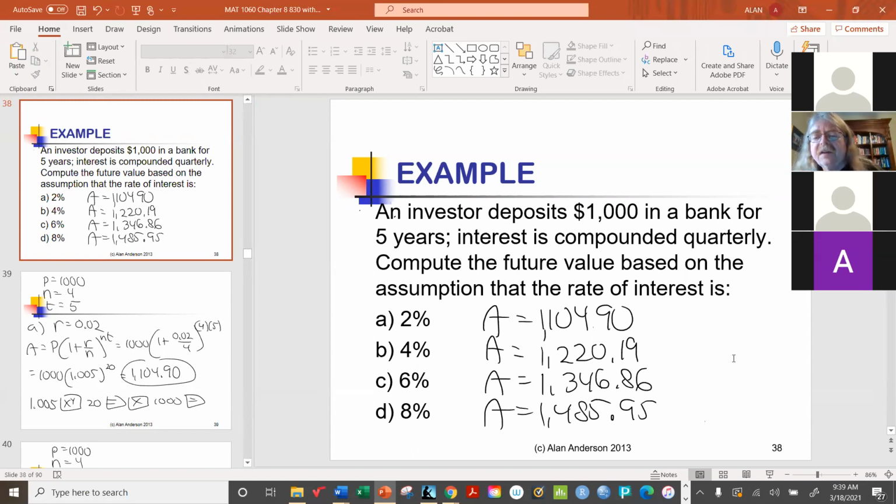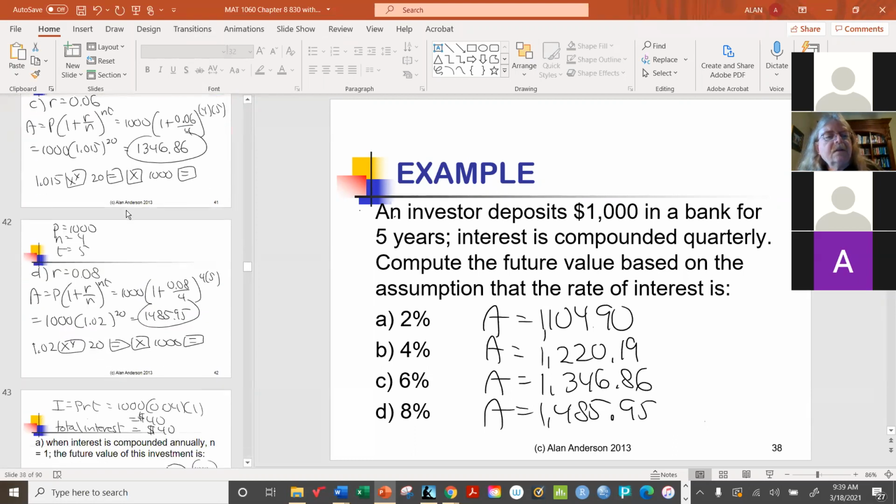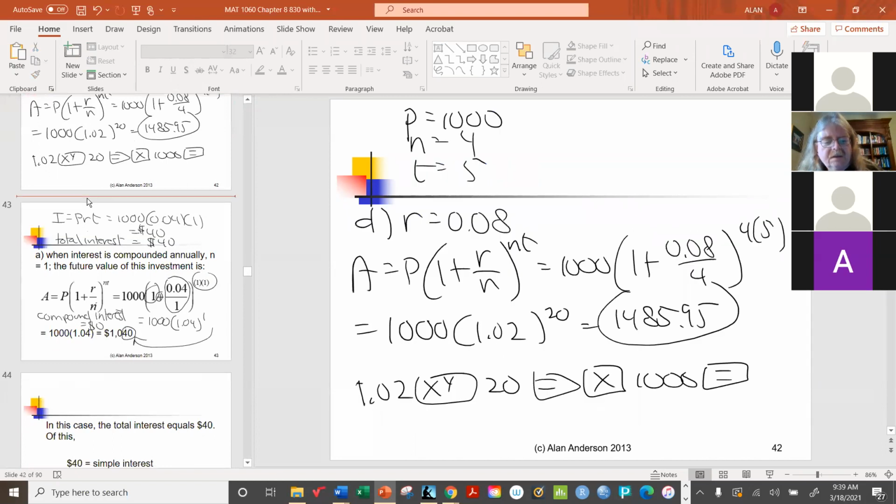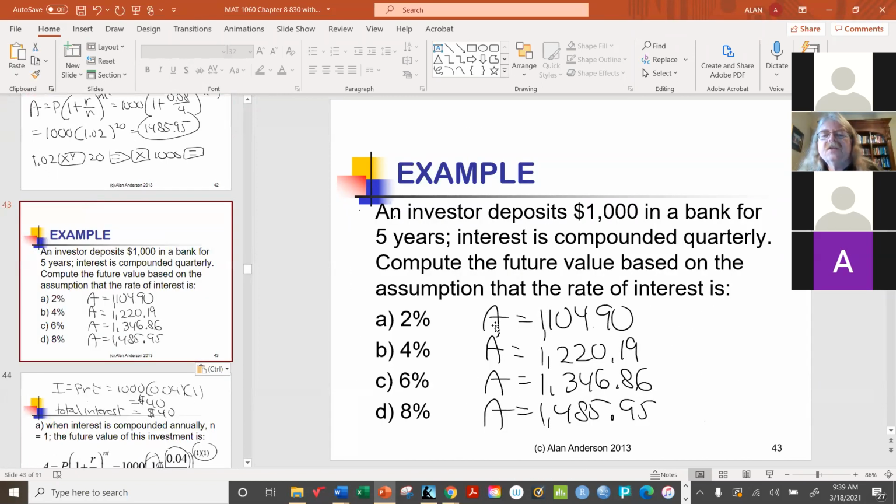It makes a significant difference. And the longer we leave the money in the bank, the more of a difference it's going to make. All right, so now here's one thing we still haven't done yet. We changed the compounding frequency, we changed the interest. Let's create a series of examples where we change the time.